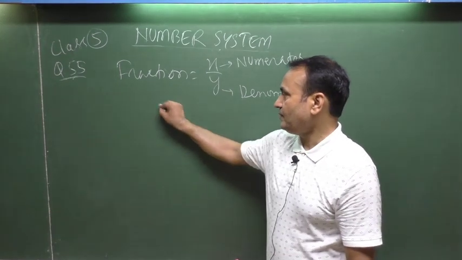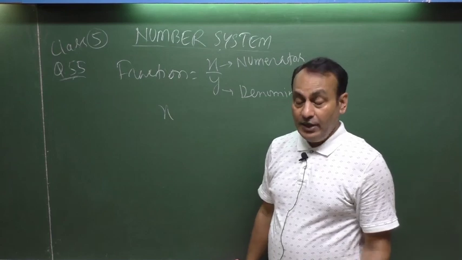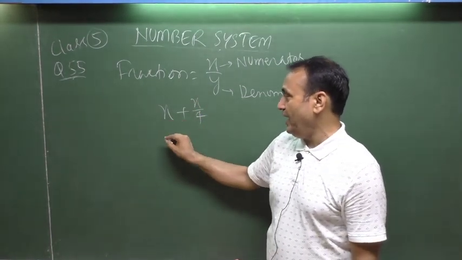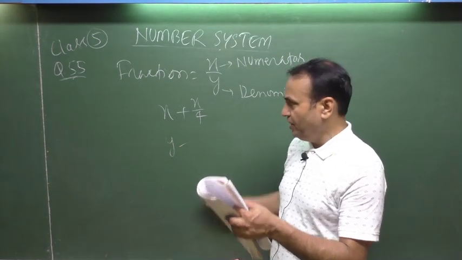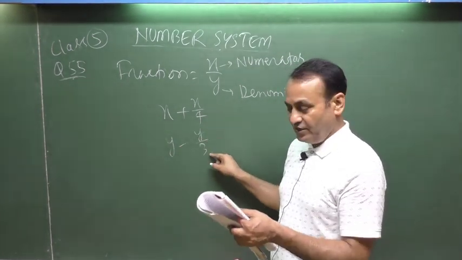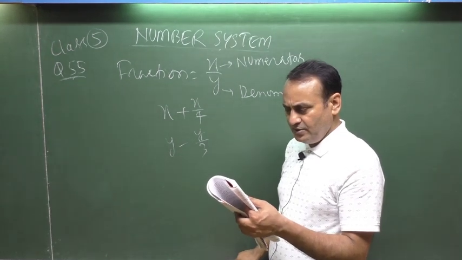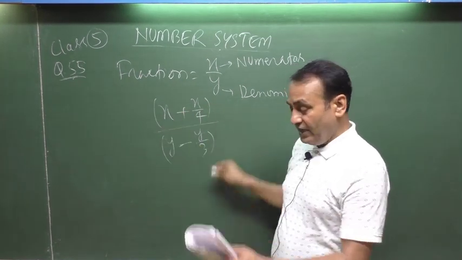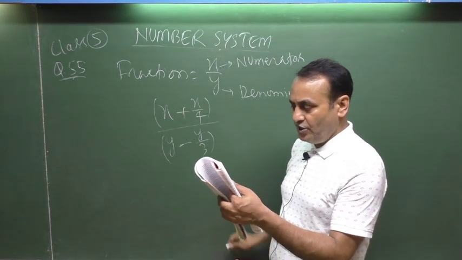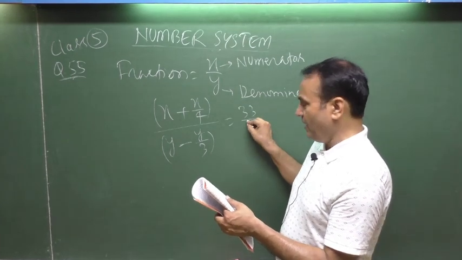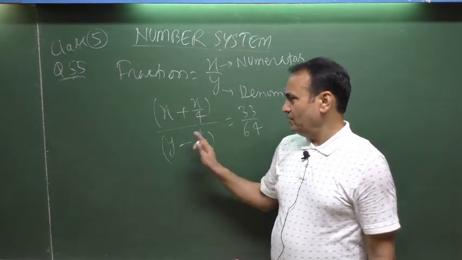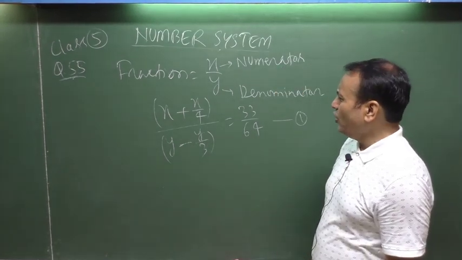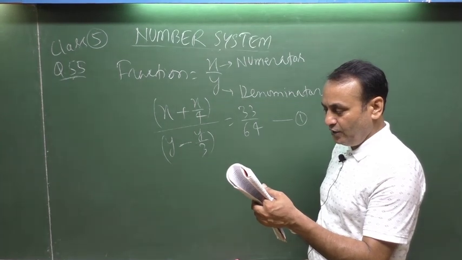See here. This is your numerator and question says 1/4 of the numerator, that means x by 4 is added to the numerator, and 1/3 of the denominator, that means y by 3 is subtracted, means taken out from the denominator, then this is equal to 33/64. Question has given you the equation like this. Now you have to find out the value of x by y. What is the original fraction?